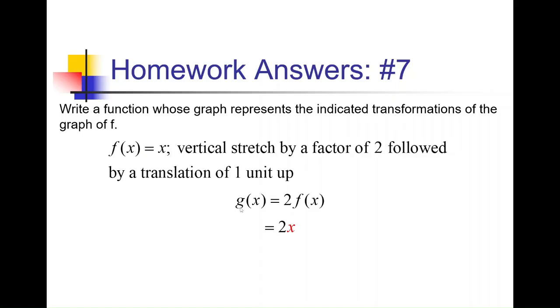So I'm going to write h of x, rather, I'm going to make a new function. h of x equals g of x plus 1. But now g of x is really just this 2x here, so I can just write 2x plus 1. And that is my final transformed function.